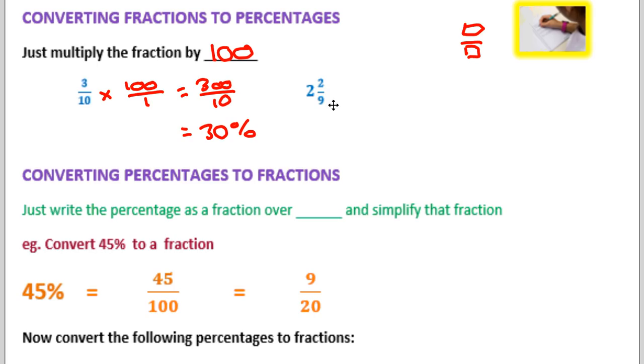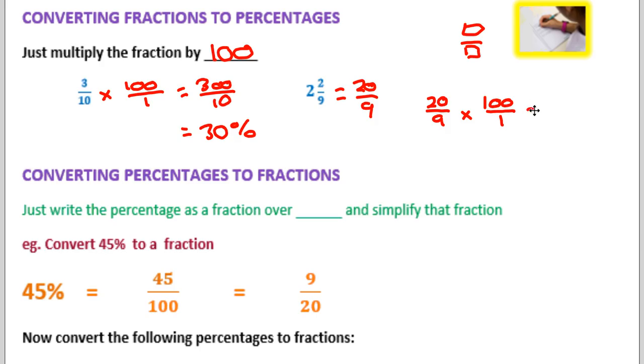2 and 2 ninths, you can plug that in the calculator. So write a 2 and then next to it plus a fraction over fraction box. Or you can convert it to a mixed number first. Let's practice our mixed numbers. 2 times 9 is 18. 18 plus the remainder of 2 gives us 20 over 9. And we can write 20 over 9 times 100 over 1. You can just throw that into the calculator if you like.